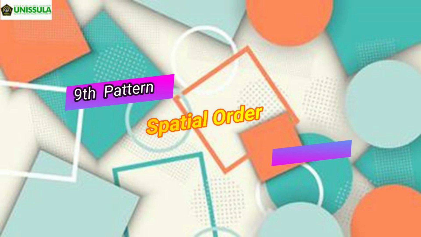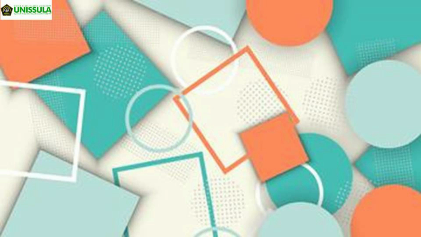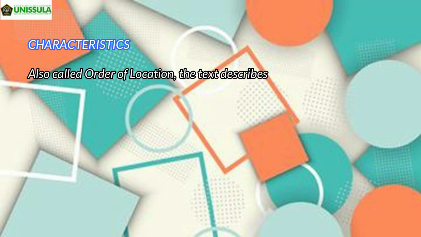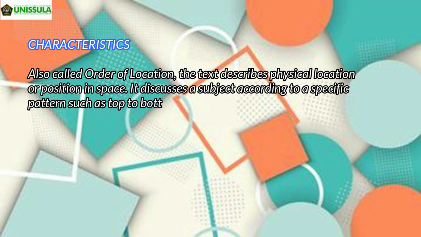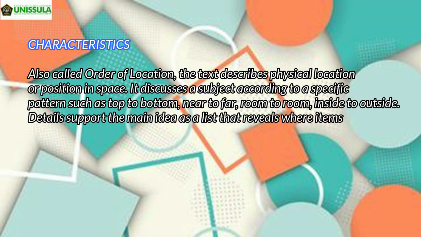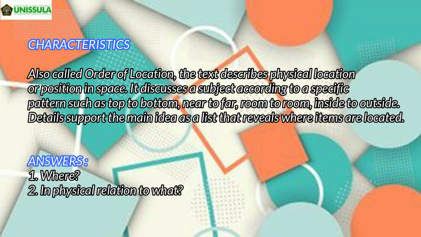This is about the spatial order organization, also called order of location. The text describes physical location or position in space. It discusses a subject according to a specific pattern, such as top to bottom, near to far, room to room, inside to outside, or details support the main idea as a list that reveals where items are located.